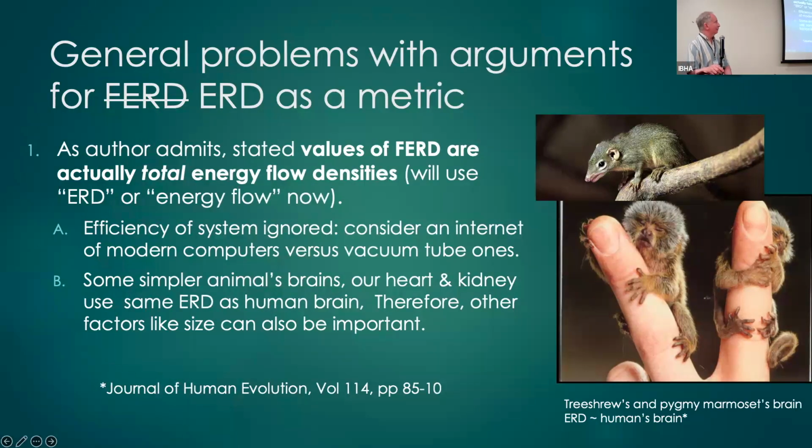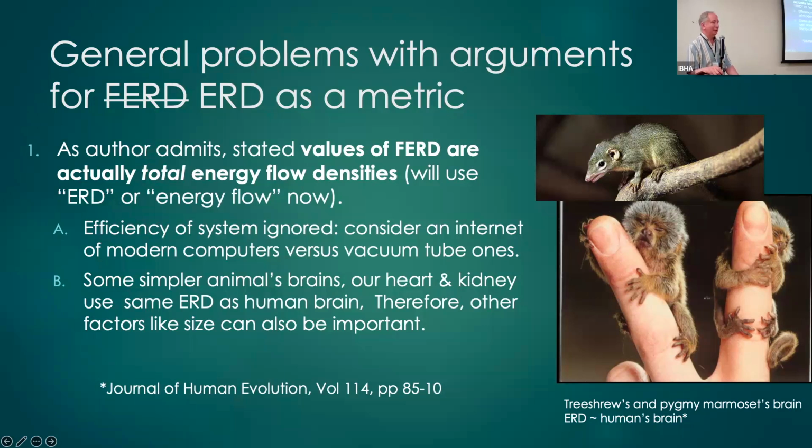So one of the first things to understand is that actually he's not talking about the free energy, which is the effective energy used by a system. He's actually talking about the total energy. He admits that in the book, although he does continue to use the term free energy rate. So the efficiency of a system is ignored.